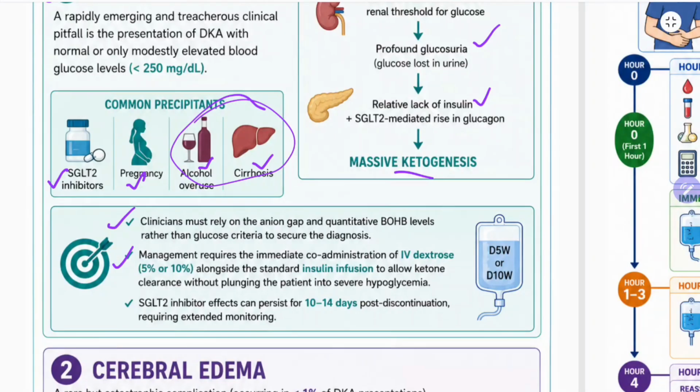Management requires the immediate co-administration of IV dextrose 5 or 10% alongside the standard insulin infusion to allow ketone clearance without plunging the patient into severe hypoglycemia. I said no, the funda behind giving this 5 to 10. So that same funda is discussed.